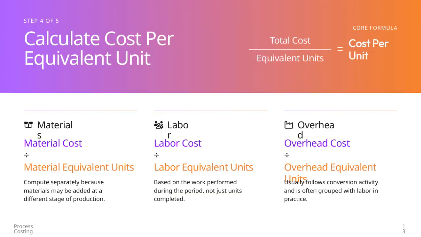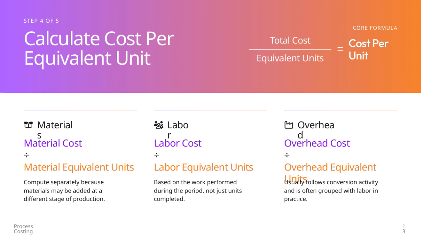Now let's focus on step 4 of the process costing method, which involves calculating the cost per equivalent unit. This step is crucial because it allows us to assign costs accurately to the units produced during a specific period. First, we need to consider materials separately. Since materials might be added at different stages of production, we calculate materials cost per equivalent unit by dividing the total material cost by the material equivalent units. This ensures we reflect the actual input of materials.